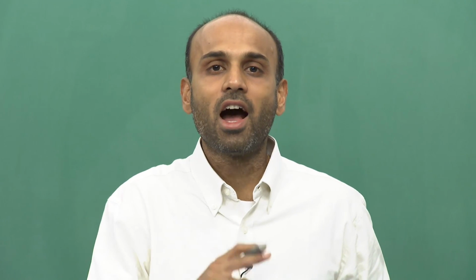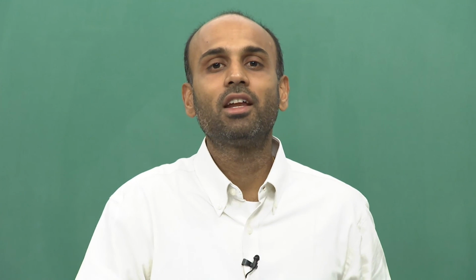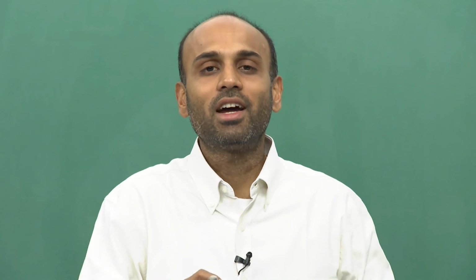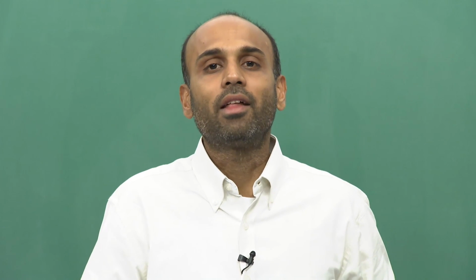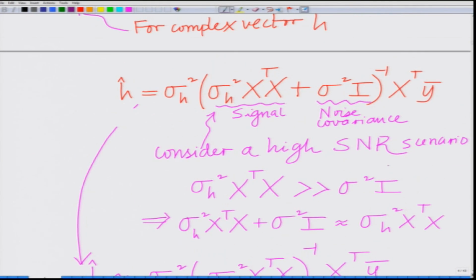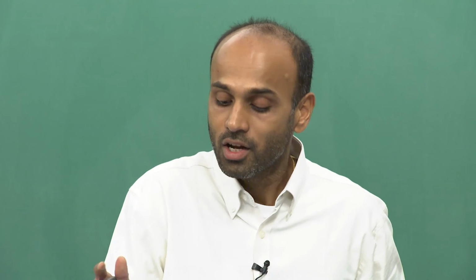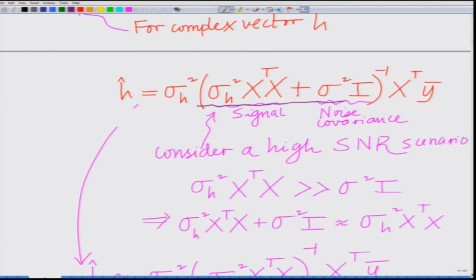So, it is very interesting. At high SNR it becomes the least squares estimator. At low SNR it becomes the matched filter. And the other interesting aspect of this is that the matrix sigma h square x transpose x plus sigma square times identity, this inverse always exists, even when x transpose x is not invertible. So, this is also known as a regularized inverse, and the sigma square identity is known as a regularization term.